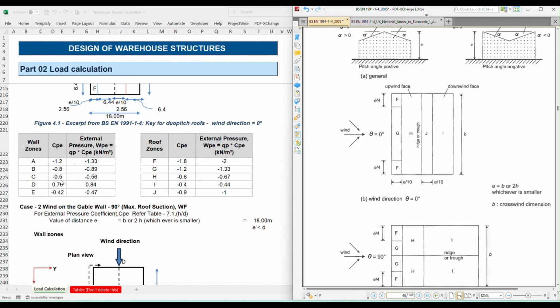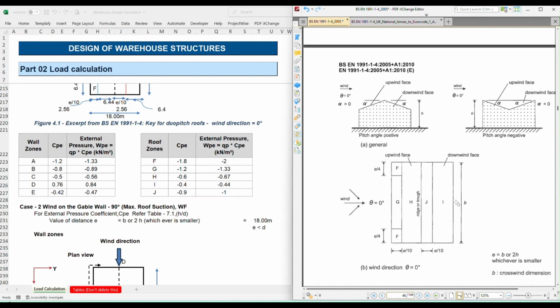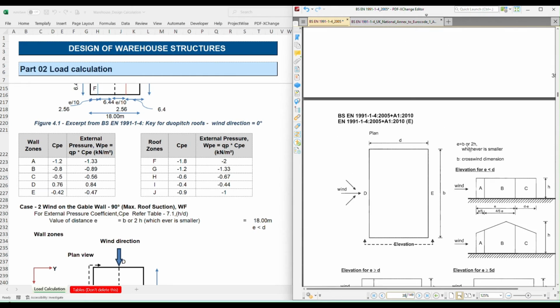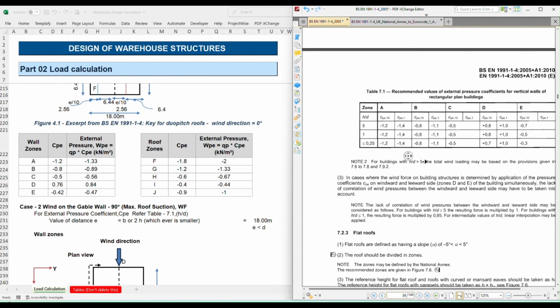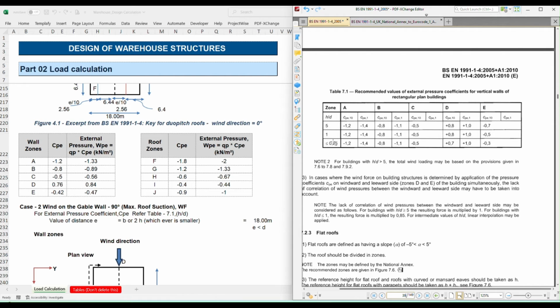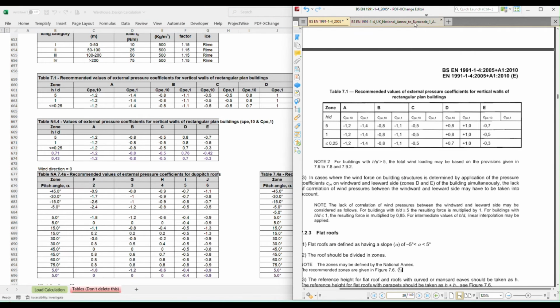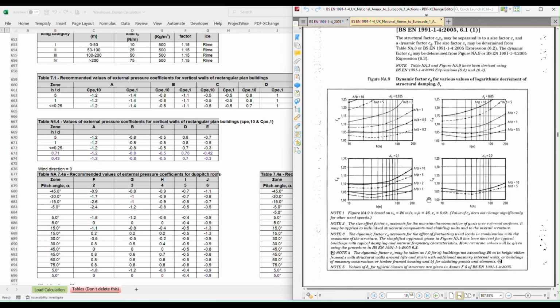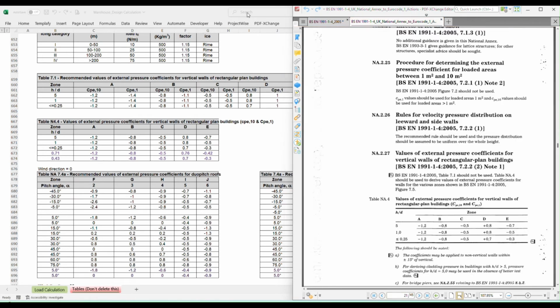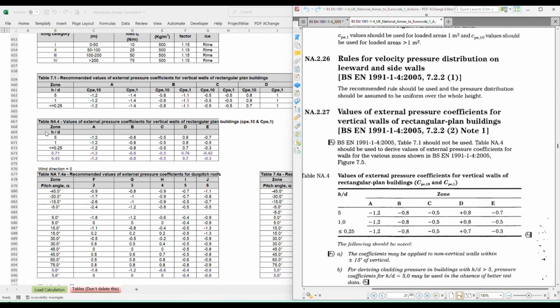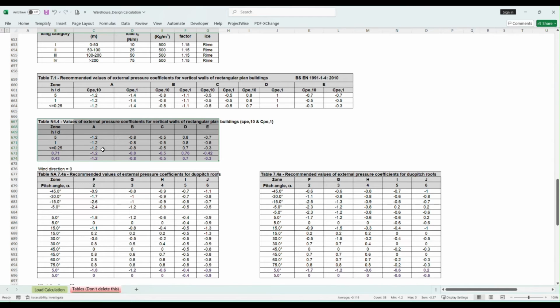When coming to the wall side, that is A, B, C, D, E, we need to find out the coefficient factors. For that we need to go to page number 39. This table is extracted in this Excel, and you can see this is as per the national annex. As per this national annex value, we have considered the extracted values here.